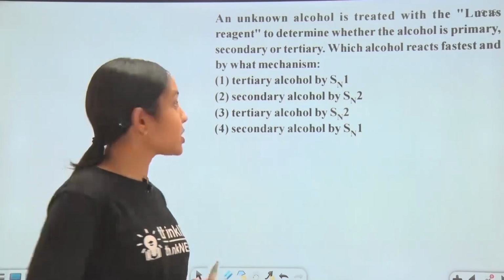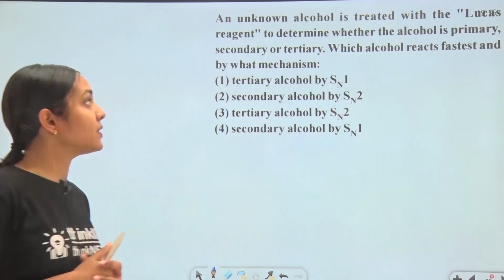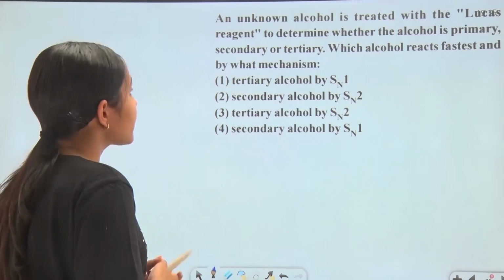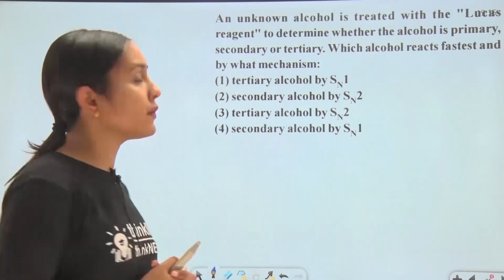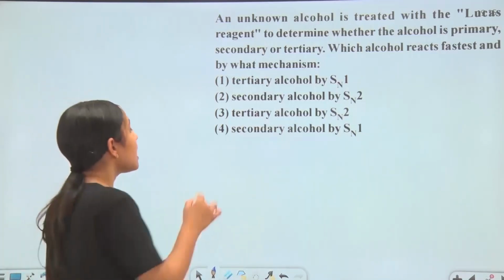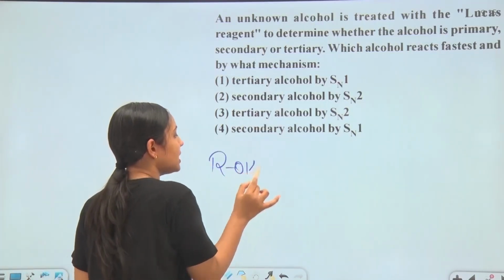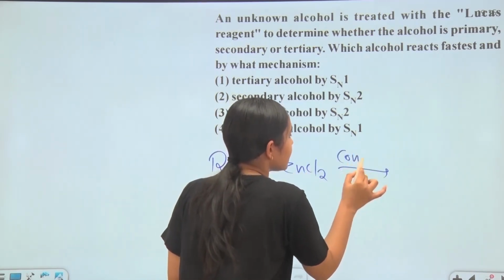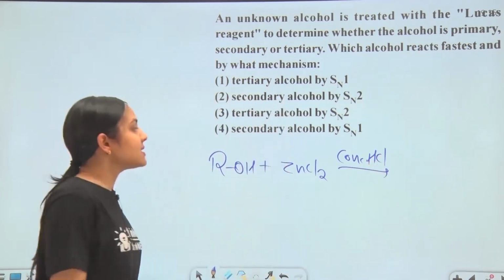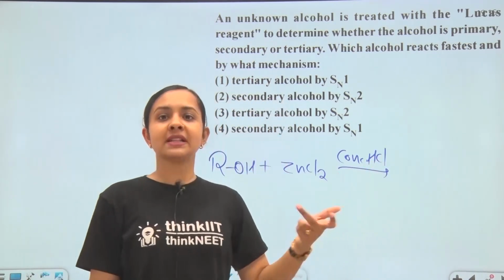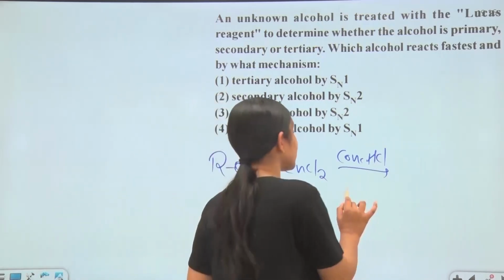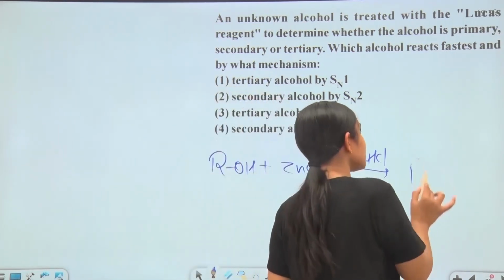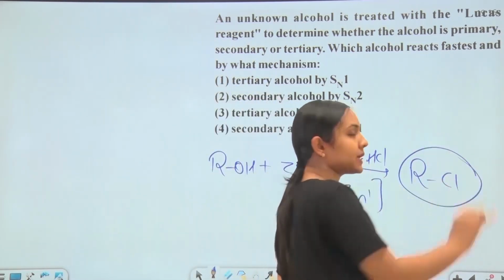Hello dear students, our next question is an unknown alcohol is treated with the Lucas reagent to determine whether the alcohol is primary, secondary or tertiary. Which alcohol reacts fastest and by what mechanism, right? Students, basically we have an alcohol and this alcohol is treated with ZnCl2 in the presence of concentrated HCl, right? This ZnCl2 in the presence of concentrated HCl is known as Lucas reagent and this reaction proceeds by the SN1 mechanism. And what happens in this reaction? In this reaction, formation of turbidity of alkyl chloride will take place, right?